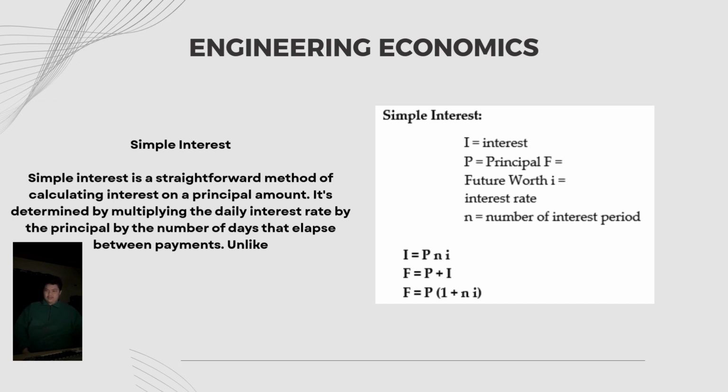For future worth, F equals principal plus interest. Then the third one is F equals P times (1 plus n times i), or principal times 1 plus the number of interest periods times the interest rate.